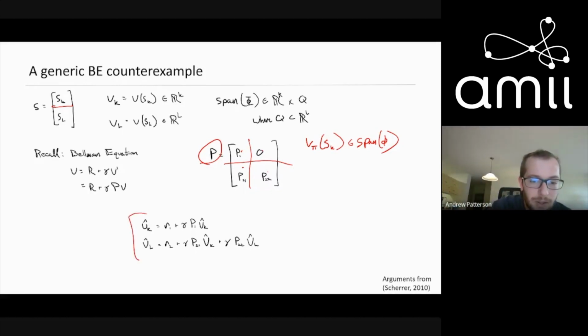So we have these equations here where v pi k depends exclusively on vk, which I can represent perfectly. So in the limit, I could absolutely find v pi of sk given enough data. But v pi l depends on knowledge of v pi l, which is not representable, so I'm not going to be able to learn this quantity.